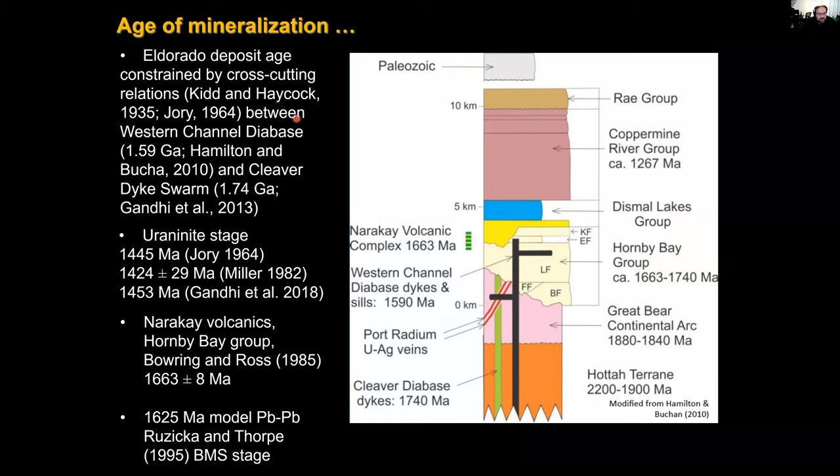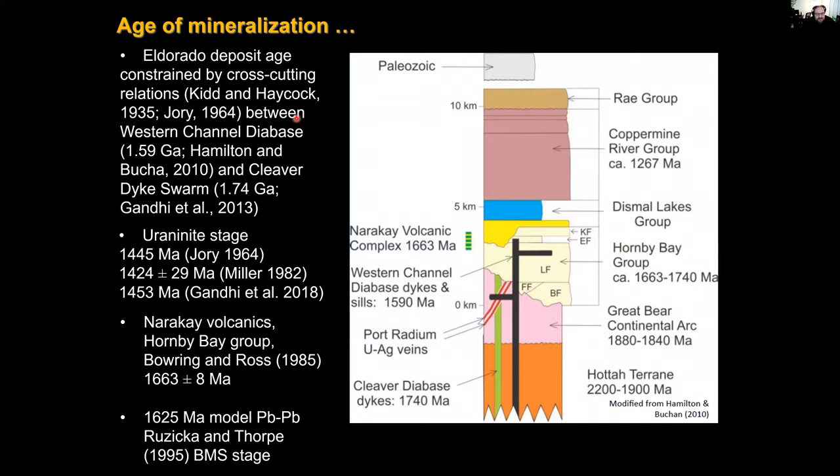I want to shift gears now and talk a bit about the age of mineralization. And I want you to keep in mind the argument that we've made that there is a marine brine produced through evaporation and a hydrocarbon phase, because that's going to be critical in terms of interpreting the geochronological data I'm going to present here. Originally, the Eldorado deposit age constraints, we'll just talk about Eldorado, okay? The Eldorado age constraints came from cross-cutting relations. And those cross-cutting relations are summarized in this diagram here, modified from Hamilton and Buchan.